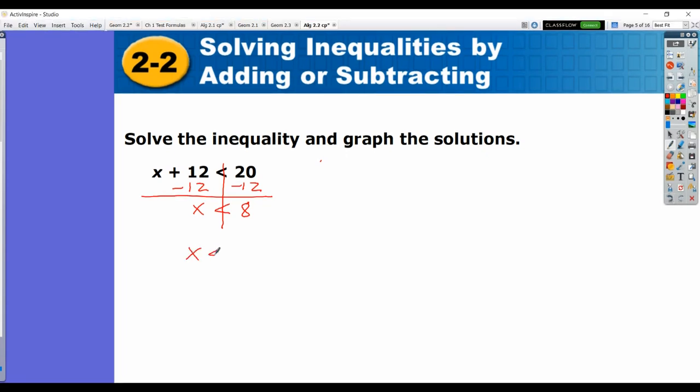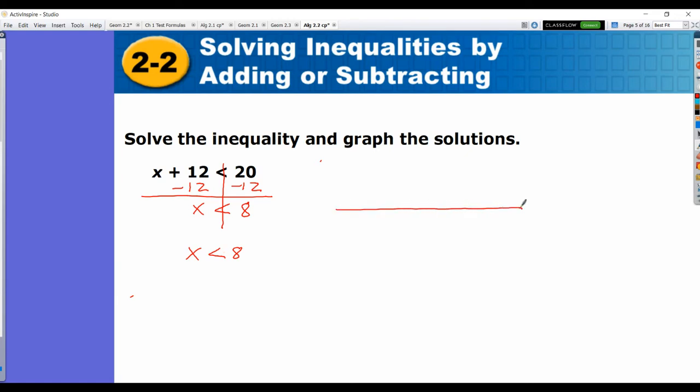All right, x less than 8. Okay, there's our solution. So now we want to put this thing onto a graph. We're going to make a number line. All right, so make yourself a nice simple number line. All you're going to do is put down the number 0 for a reference point and put down the number 8. We're just going to use those two numbers for our graphing.